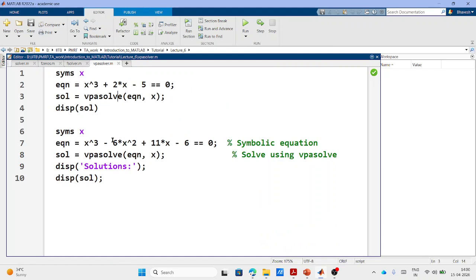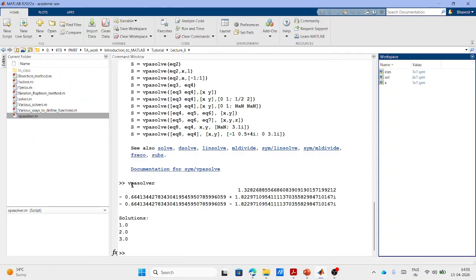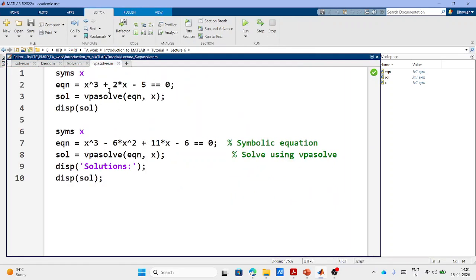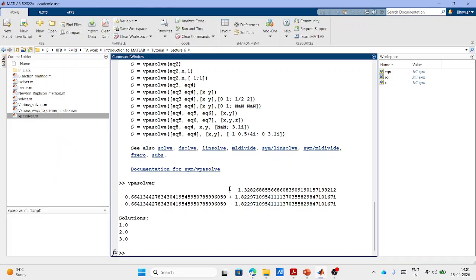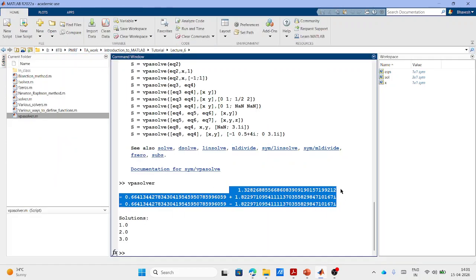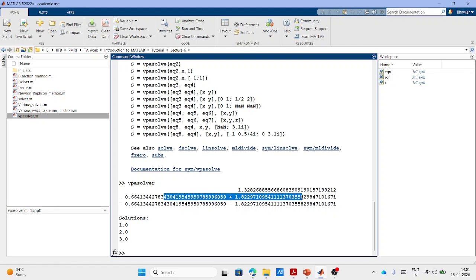So let's say I have this part and I want to solve it. If I just run it, you can see vpasolve has solved this problem, the cubic x cubed plus 2x minus 5 is equal to 0. I will get the three roots. And what are these three roots? The first root is real and the second two roots are imaginary. So it's providing me that.